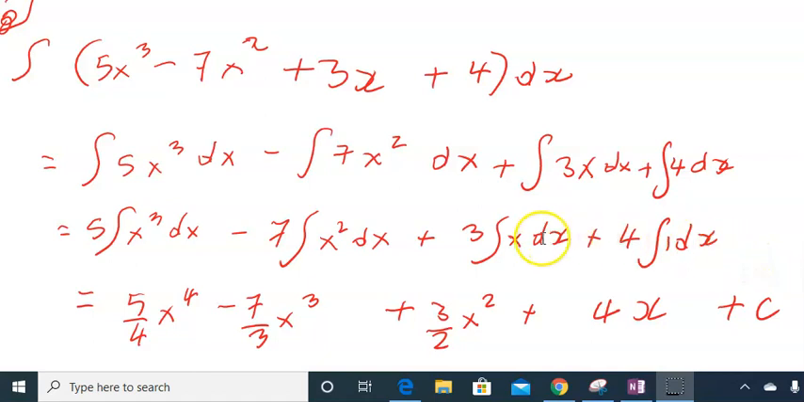And then by our power rule, this would be 5 over 4 x raised to the 4th, because what we do is bring the 3 under, add the 1, and then add the 1 to the 3. And likewise, I bring the 2 under, add 1, so that'd be 7 over 3, plus add 1 to the 2.